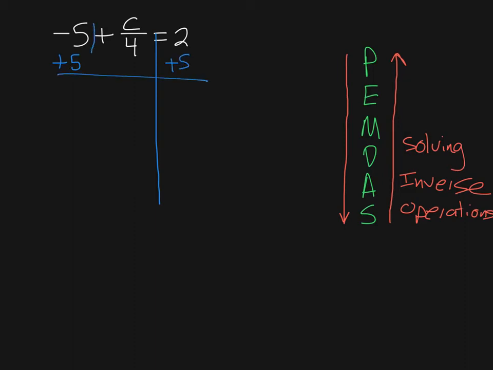Negative 5 plus 5 is 0. So that cancels out. We're left with c divided by 4 equals 7. Now I have to think, what's my inverse operation of division? It's multiplication. So I'm going to multiply both sides by 4. The multiplication and division by 4 cancel out. We're left with c equals 7 times 4, which is 28.